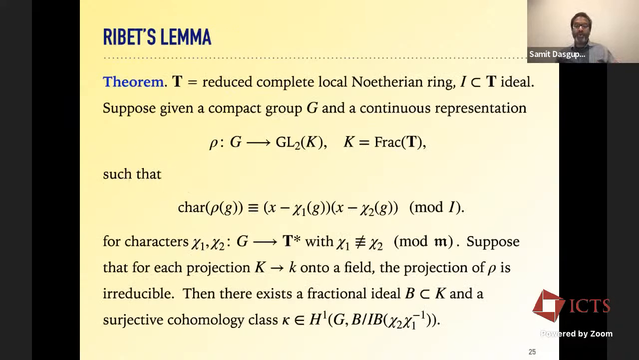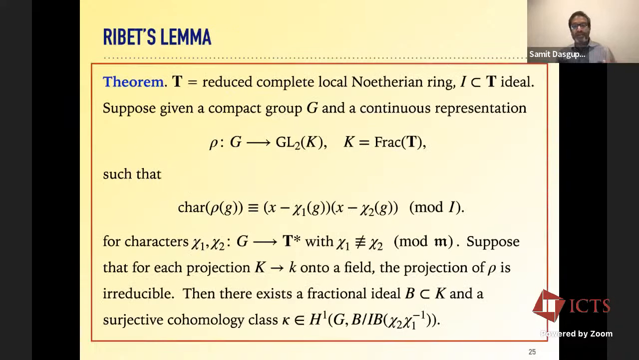And now you apply this important lemma of Ribet. Ribet's lemma was done in a simpler context where we had a DVR. This T is not necessarily a DVR, so it's a generalization of Ribet's lemma. So if you have a reduced complete Noetherian local ring and an ideal, which we're going to take to be the kernel of our homomorphism phi, and you have a Galois representation, which looks like I said, and the characteristic polynomial of this Galois representation factors modulo this ideal, then what Ribet's lemma gives you is a fractional ideal P of T, and a surjective cohomology class valued in it.